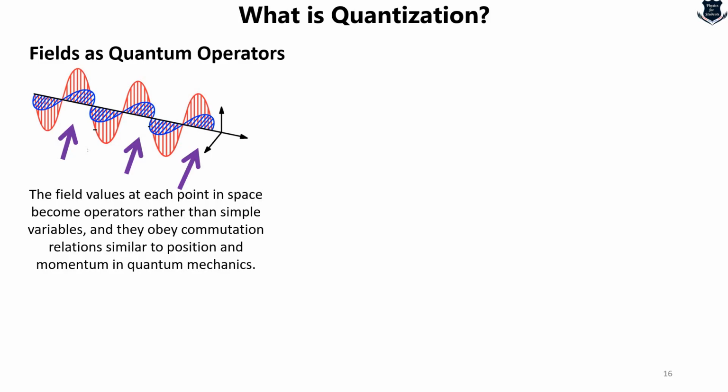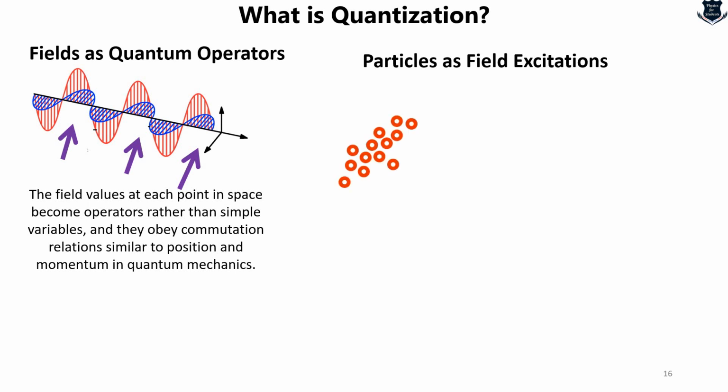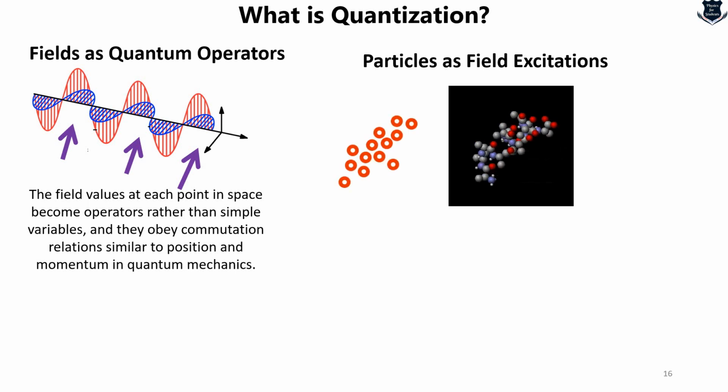So this is another aspect. Also, you see here particles become no more particles, but these particles become excitation, field excitations. That means that particles are seen as quantized excitations. For example, a photon is a quantized excitation of the electromagnetic field, and QFT treats particles as quanta of the fields.